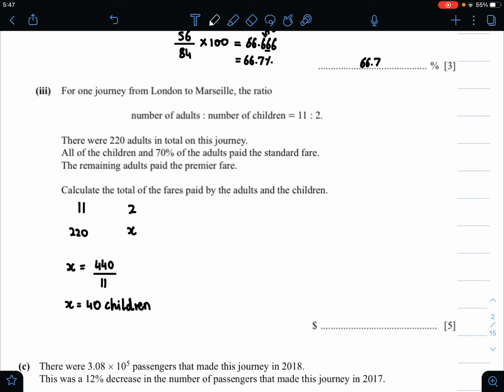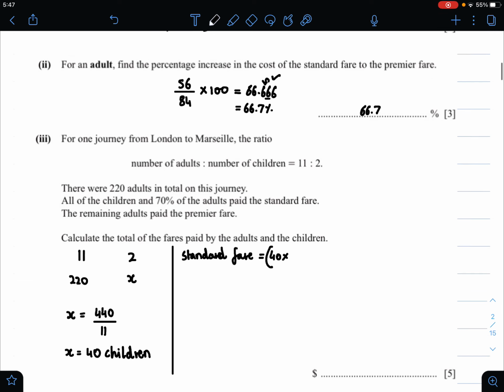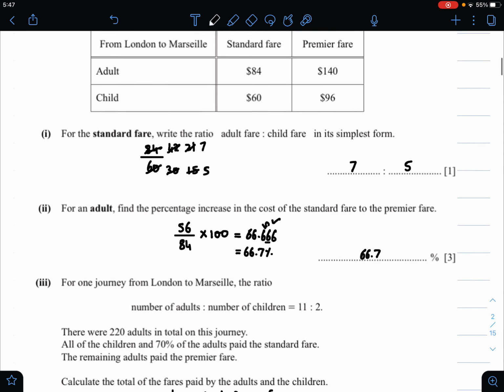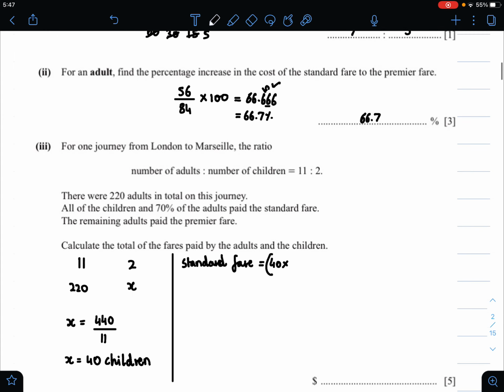Now they tell us that all of the children and 70% of the adults paid the standard fare. So let's calculate first the standard fare that was paid. So the standard fare, all children paid the standard fare. So we can write 40 multiplied by the amount that is for standard fare for children, that is $60.